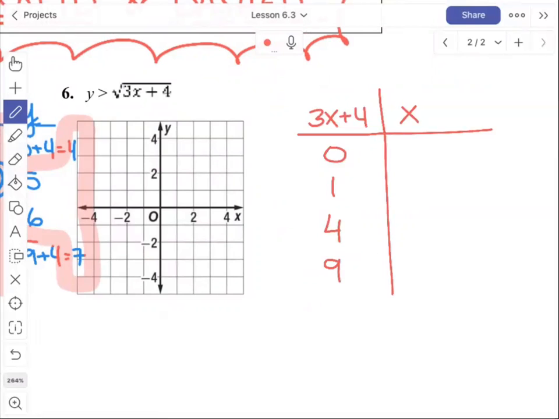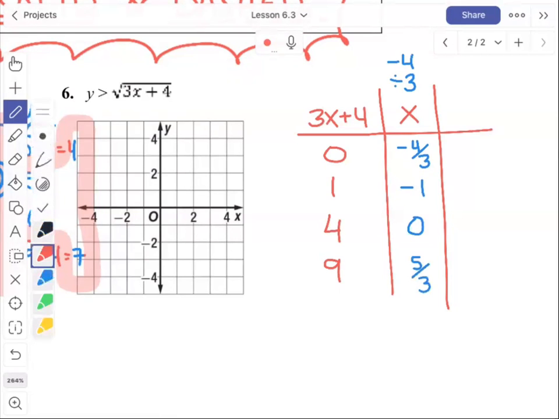To do that, I know I'm going to be subtracting 4 and dividing by 3 to get back to just x. So I'm going to subtract 4, divide by 3. That gets me negative 4 over 3. Sorry. Subtract 4 divided by 3. Subtract 4, I get 1 minus 4, which is negative 3. Divide by 3 gets me negative 1. 4 minus 4 divided by 3 gets me 0. And this gets me 5 over 3.